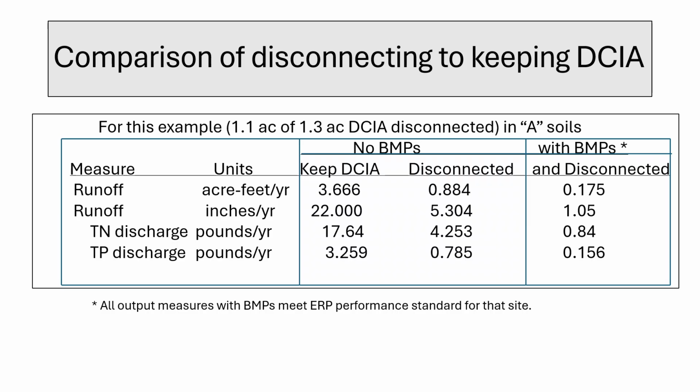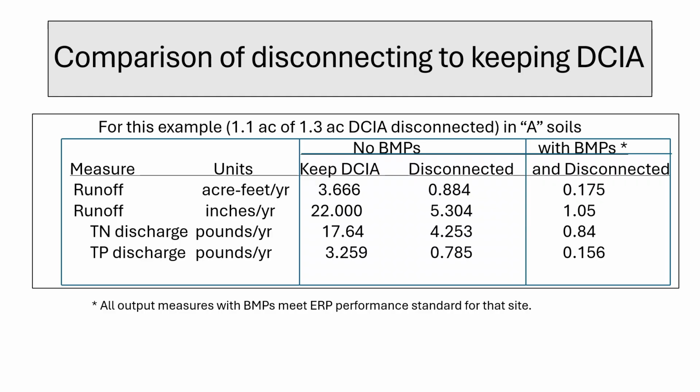Here we have a concrete example showing what happens when you disconnect 1.1 acres out of 1.3 acres of directly connected impervious area in Type A soils, and how that compares to keeping the DCIA connected versus adding a best management practice on top of disconnection.